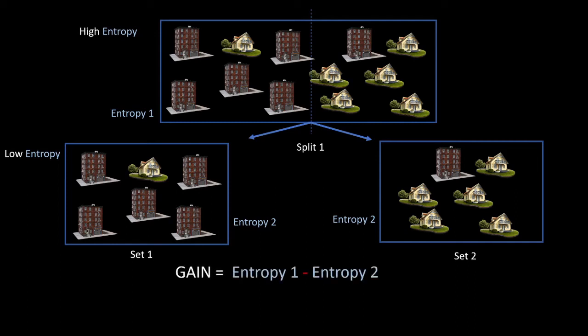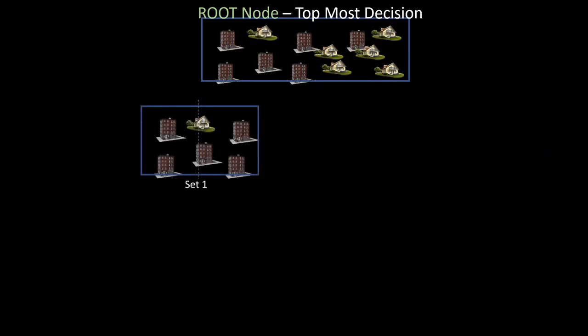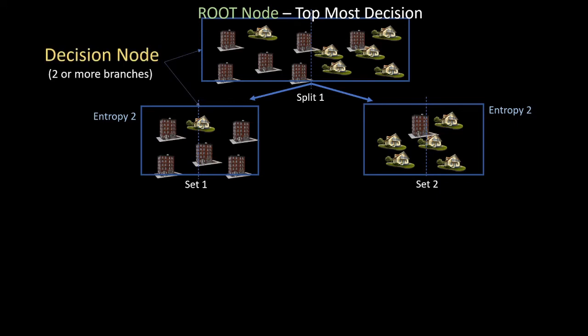And so our gain simply, again, is just entropy 1 minus entropy 2. And of course, we've got our root node, the topmost decision, and we've got our different data sets. So we've got this entropy for set 1 and set 2. They're both set to entropy 2. And we've split this data, right? So we have what we call these decision nodes. Okay, so there's 2 or more branches.